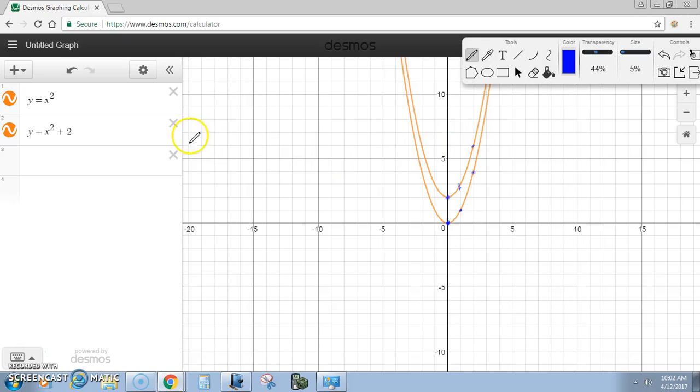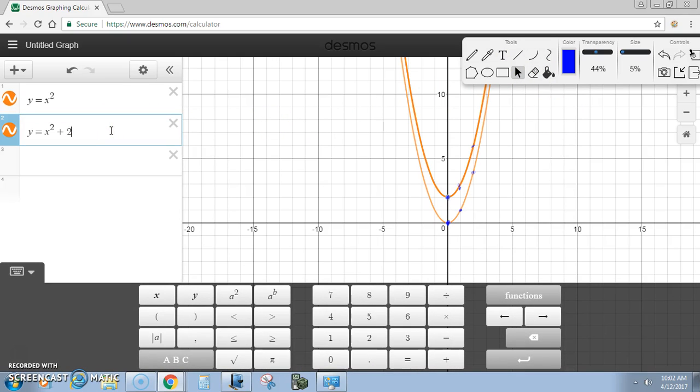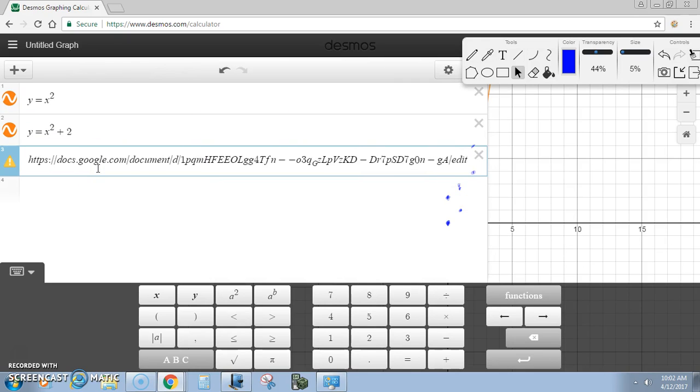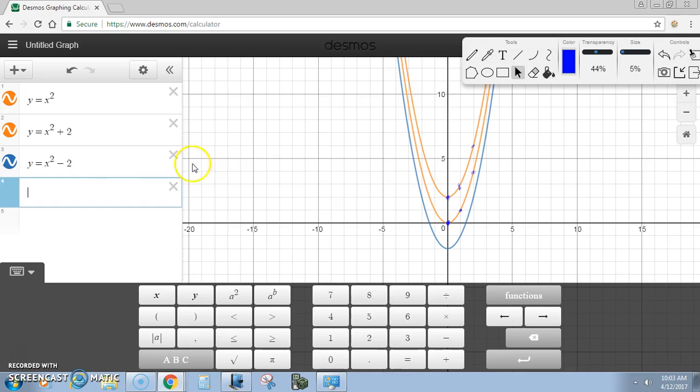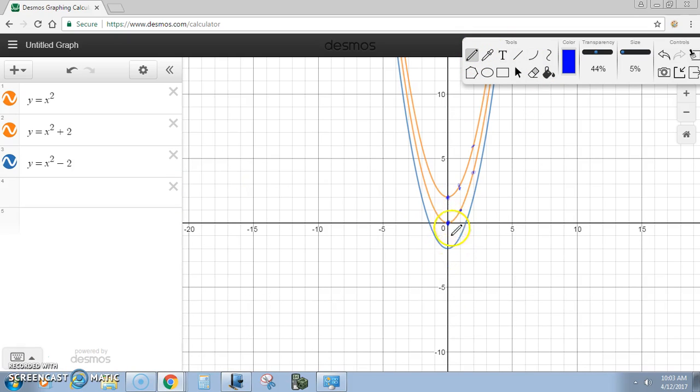Okay, and what if I wanted to shift it down? I think you guys are right. I'm just going to copy this so I don't have to keep rewriting it. So I guess that doesn't work. We will retype it. y equals x squared, okay, and then minus 2. And boom, I've shifted every point down, okay? So instead of being at 0, 0, it's now down 2, okay?